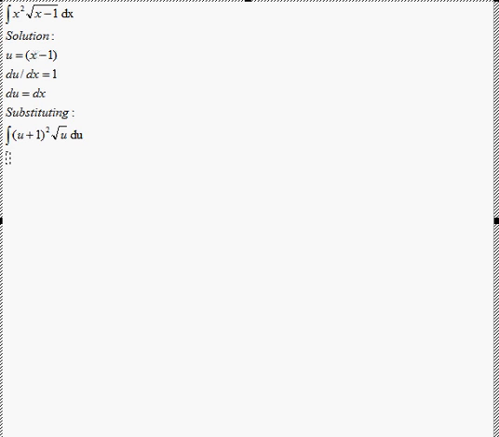Now the next step would be simplifying this term. It can be simplified by using a plus b whole square. So I am going to simply write u square plus 2u plus 1, and we know that square root means that something has power 1 upon 2, or simply 0.5.